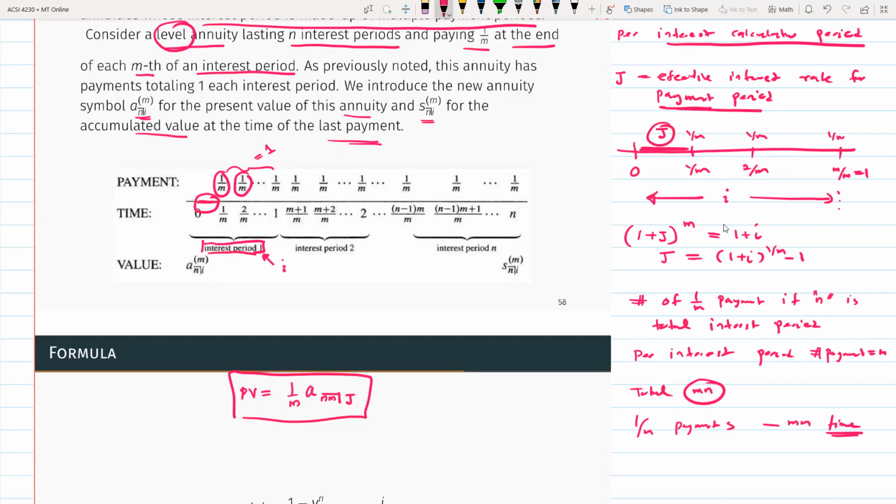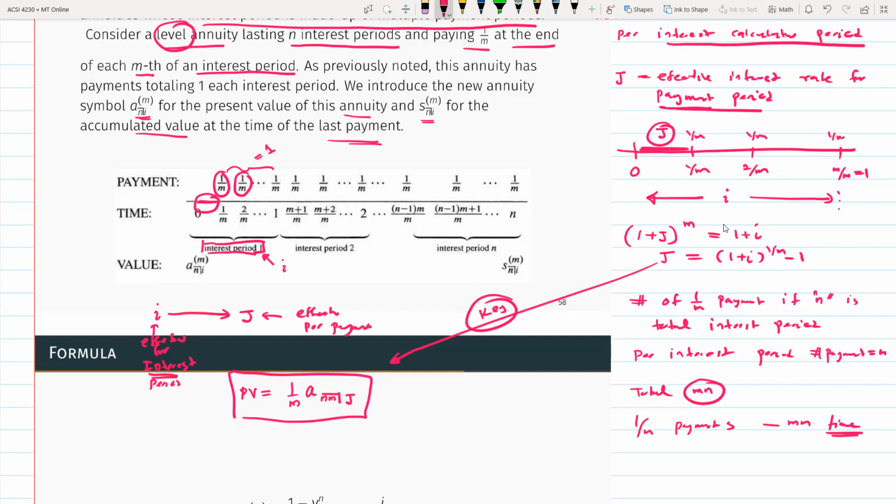Okay. So what we did, we calculated the effective rate. That's the key part. You calculate the effective rate per payment period. So from i, you calculate j. i is the effective rate for interest. Whenever we are using effective, you have to be careful: effective for what time period? So i is for the interest period. Then j is the effective rate per payment period.